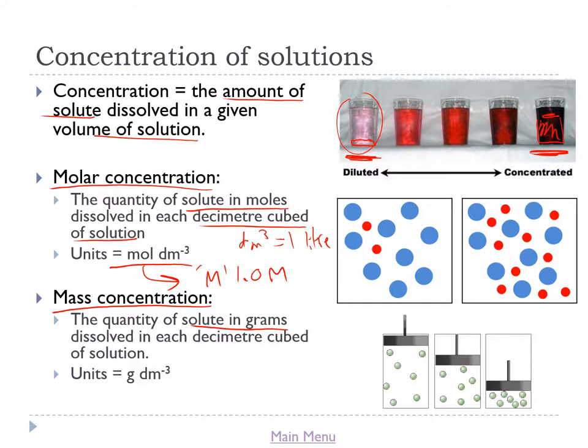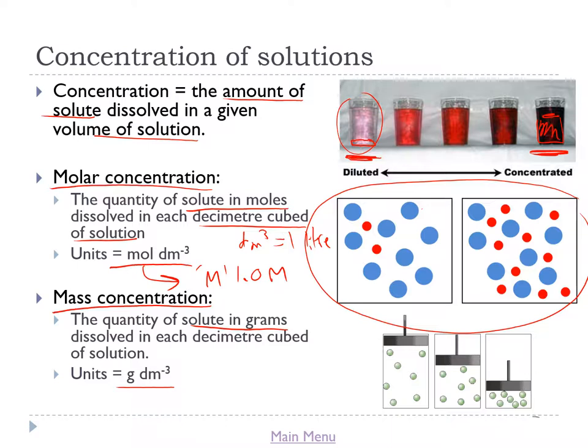And the units for mass concentration are grams per decimeter cubed, g dm^-3, like that. Now, these diagrams are just looking at what we mean by concentration. So, for example, in the two boxes, the concentration of blue particles is the same because you've got the same number of particles in the same amount of space. The red particles, it should be clear, are less concentrated in the left box and more concentrated in the right box because there are more of them.